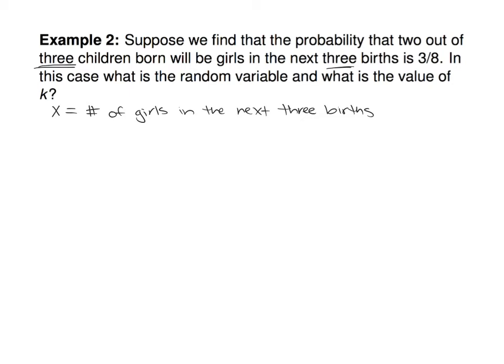Okay, and we're asked to find what is k. Well, we know that 2 out of 3 will be girls. The probability of that is 3/8, so we have specifically k is equal to 2, and thus that 3/8 is represented as the probability that x is equal to 2. That equals 3/8.